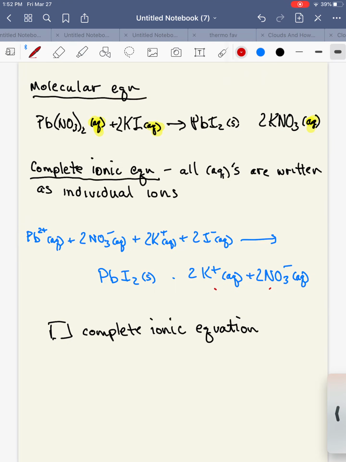So for a molecular equation, everything is together. Complete ionic, we're going to separate all the (aq)s into their individual ions, which is what we were doing on the previous page. So see, we've got our lead nitrate becoming lead and nitrate. Same way with the potassium iodide and the potassium nitrate. And the lead-2 iodide being a solid, we keep it together. So that's all there is to the complete ionic.